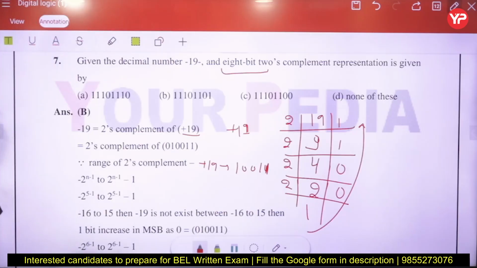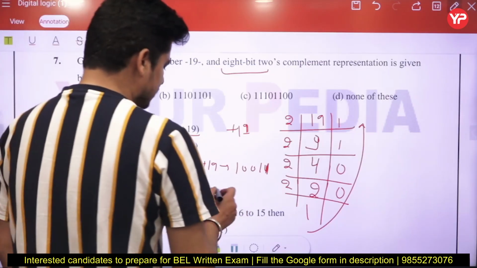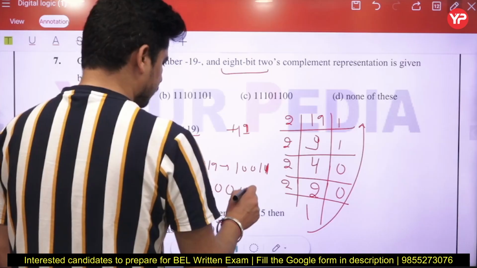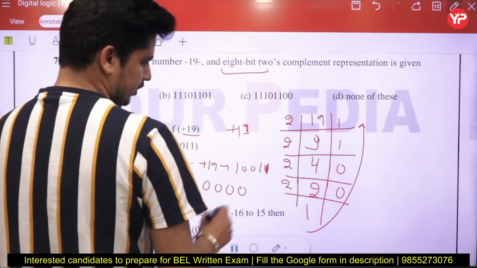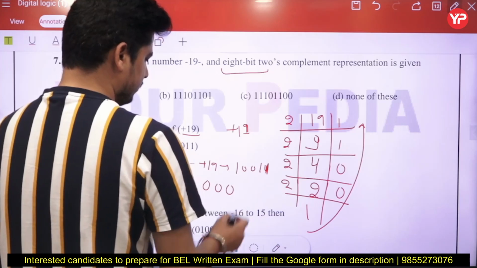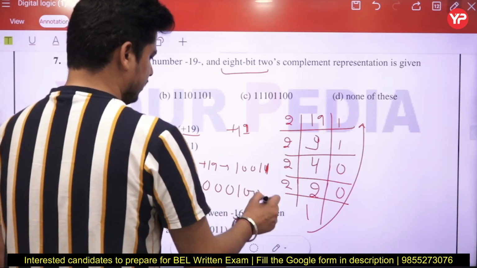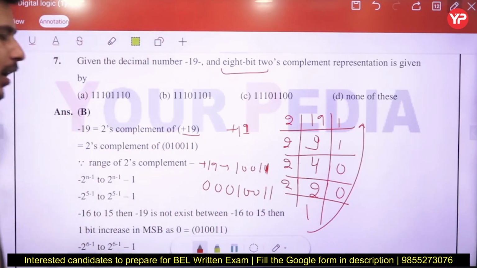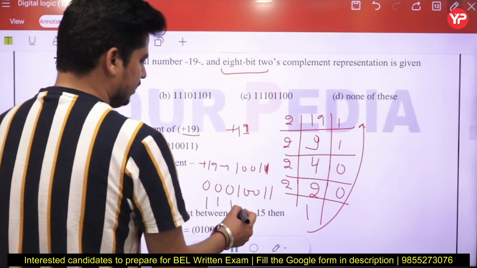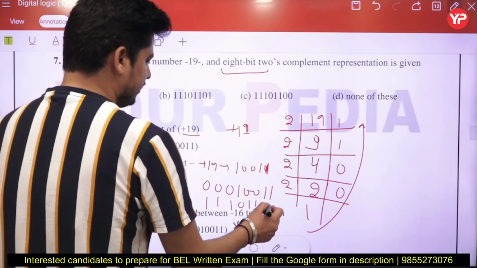Now you have to take its 2's complement, but remember he says 8-bit. This is having only 5-bit. So increase the number of bits, add the zeros. 1, 2, 3 and 4 zeros I have to add here. Not 4, 3 zeros, right? It is a 5-bit number. 3 zeros are there, then 1, 0, 0, then 1, 1. Now after getting this, what you have to do? You have to take its 1's complement, then it becomes 1, 1, 1, 0, then 1, 1, 0, 0.